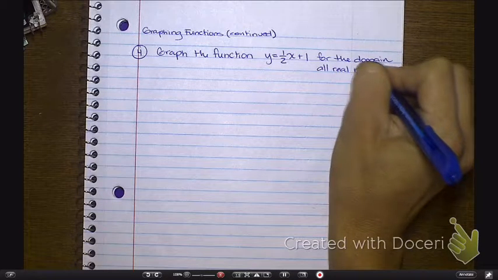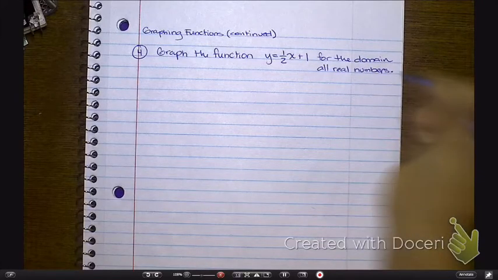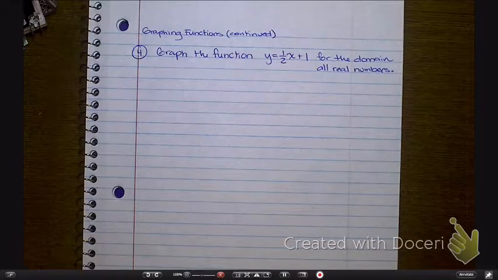Now, if we're using the domain all real numbers, I get to pick any numbers I want, right? We talked about yesterday how normally I pick the numbers -2, -1, 0, 1, and 2. That's normally what I do. However, sometimes if there's a good reason to pick different numbers, I will pick different numbers than what I normally pick. So in this case, this is a good reason.